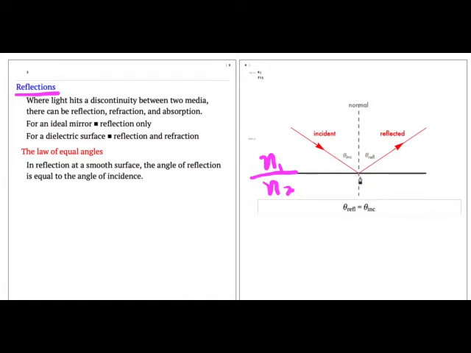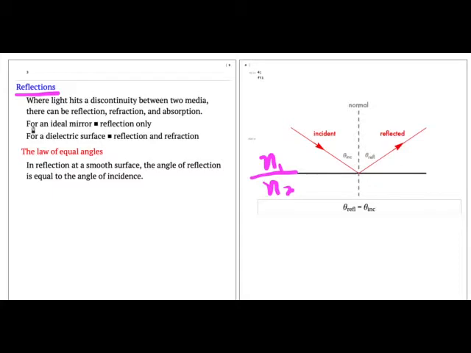That's called refraction. So this is reflection. Refraction is when the light goes into the second material. And also it may be absorbed. The light may be absorbed. Energy is conserved, but light energy can be transferred from the electromagnetic fields into the material, the atoms or molecules that make up the material. And that's absorption.